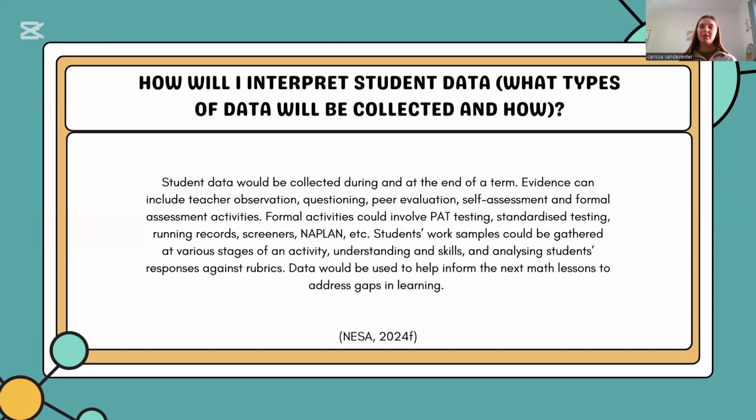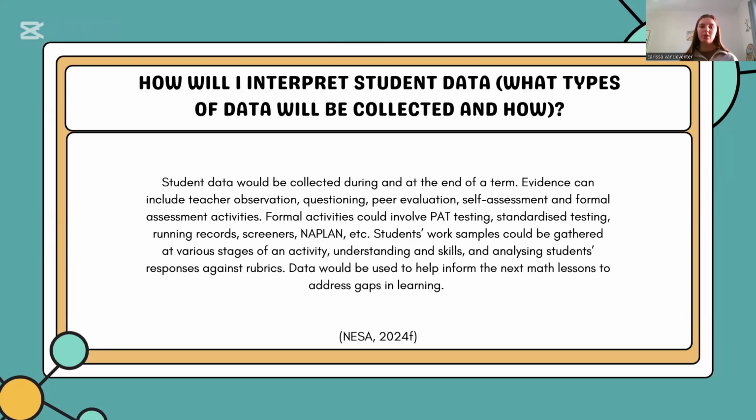How will I interpret student data? What types of data will be collected and how? Student data would be collected during and at the end of a term. Evidence includes teacher observation, questioning, peer evaluation, self-assessment, and formal assessment activities. Formal assessment activities could include PAT testing, standardized testing, running records, screeners, NAPLAN, etc.